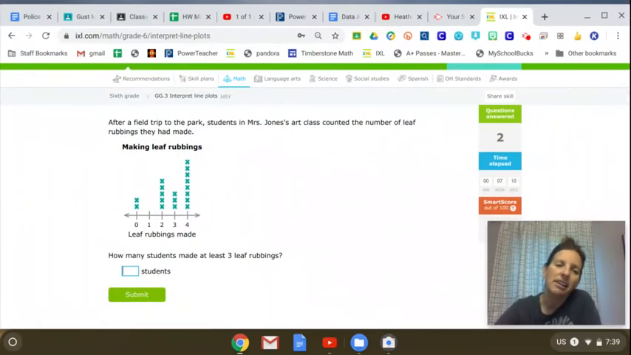We have our data. Our x-axis is numbered 0 to 4. Leaf rubbings made is our x-axis title. How many students made at least 3 leaf rubbings? So when it says at least 3, should that mean we count the 3 or not? At least 3. I'm thinking this might be like the one that we did in our example. And maybe we should not count the 3.